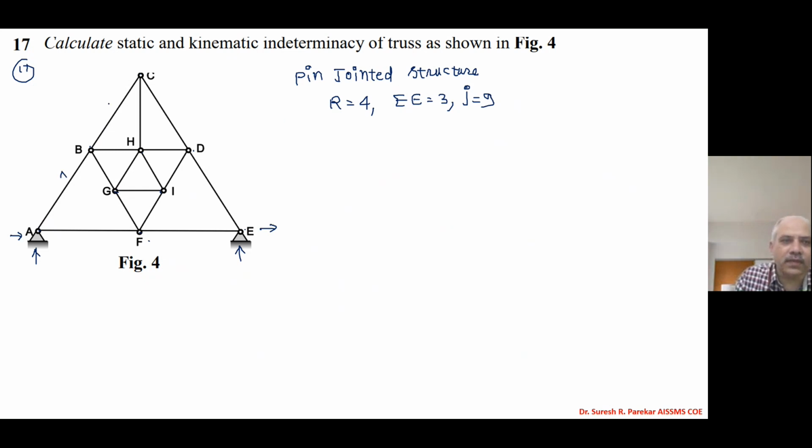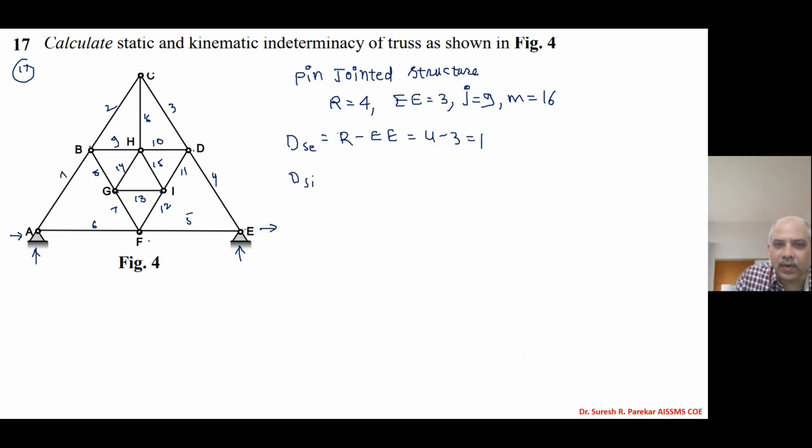M, so m you can see we have 1, 2, 3, 4, 5, 6, 7, 8, 9, 10, 11, 12, 13, 14, 15, and 16. So we have m equal to 16. And then we have DSE equal to R minus equilibrium equations. R we have 4 minus 3 equal to 1. And DSI equal to m minus 2j minus 3. M we have 16 minus 2 into 9, 18, minus 3, 15, and this comes 1.